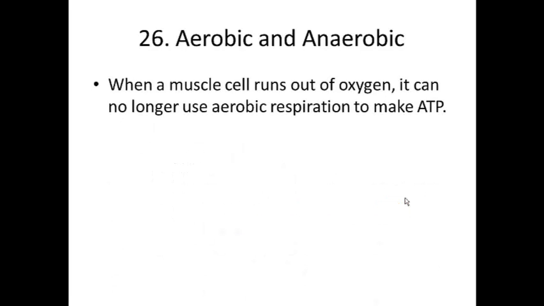So aerobic and anaerobic. If a muscle runs out of oxygen, it can no longer go through aerobic respiration to make ATP. And this is like a split-second decision. 1 second, they might be undergoing aerobic respiration, and then a second later, they might be undergoing anaerobic, and then a split second later, they might switch back to aerobic. It just depends on how much oxygen is available in that instant.